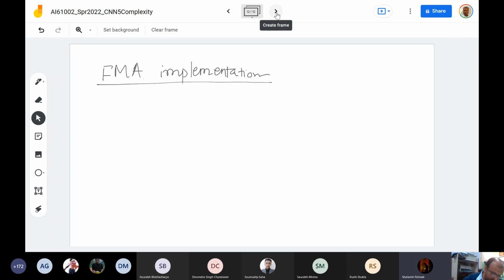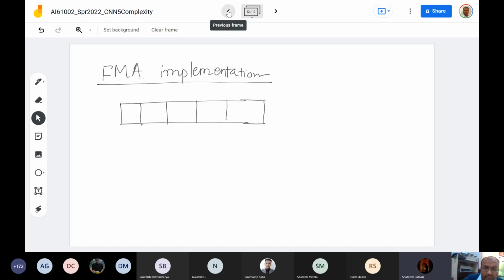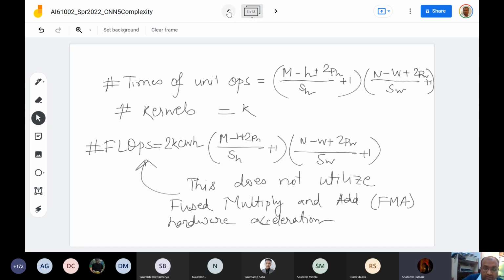So now let's look into what happens in this fused multiply and add operation. Okay. So say I have an L. Sir, I just wanted to ask, what is the flops like in the last slide? What is FLOPS, like, what is that?